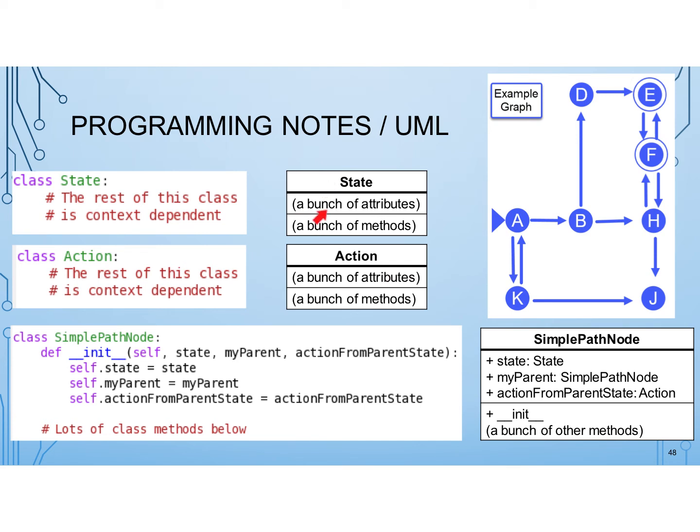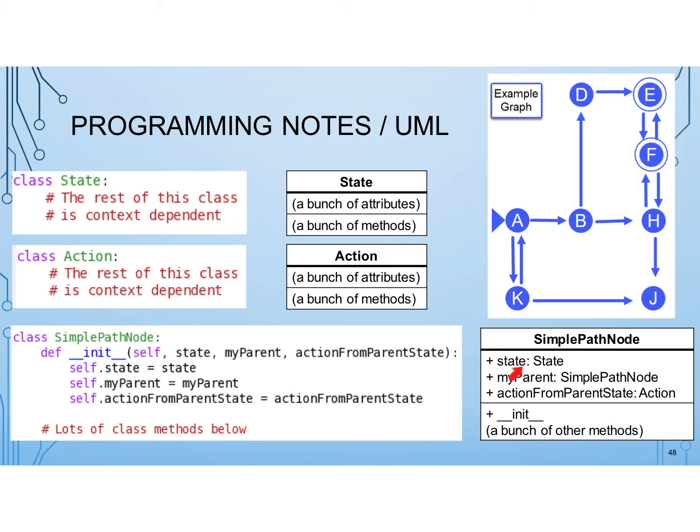Basically, state is a class, it's got a bunch of attributes, a bunch of methods. Action is a class, it's got a bunch of attributes, a bunch of methods, woohoo! And here is our simple path node. And actually, the UML gives you more information than the init from the Python, because, of course, Python doesn't actually have any strong typing. But when we create a new simple path node, we take in a state.